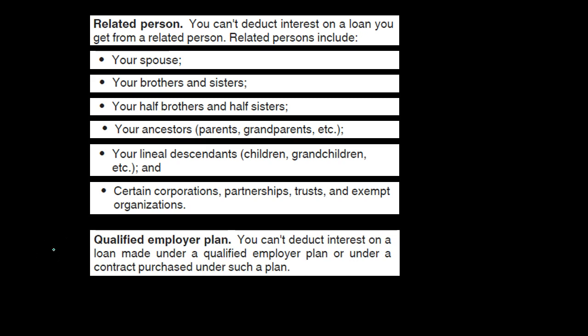Qualified employer plans. You can't deduct interest on a loan made under a qualified employer plan or under a contract purchased under such a plan.